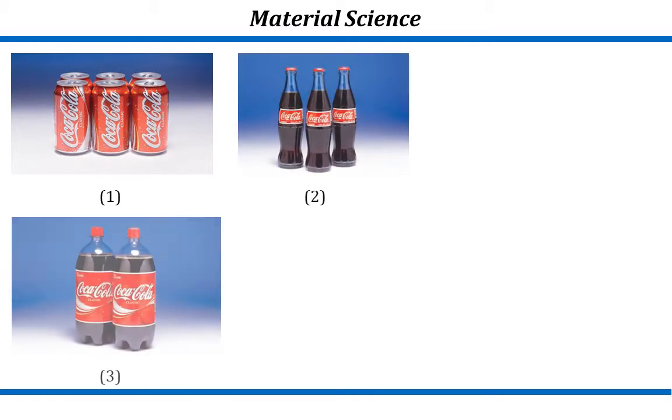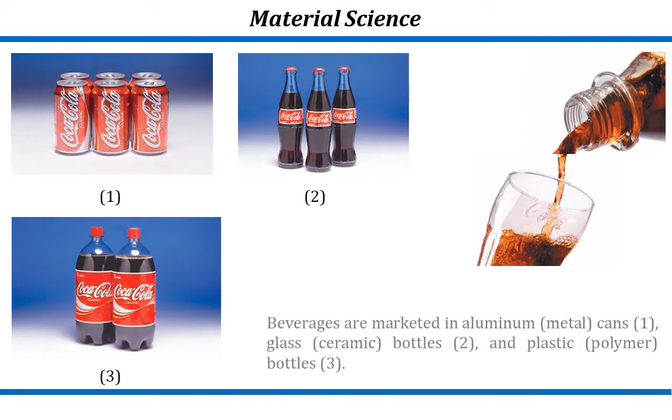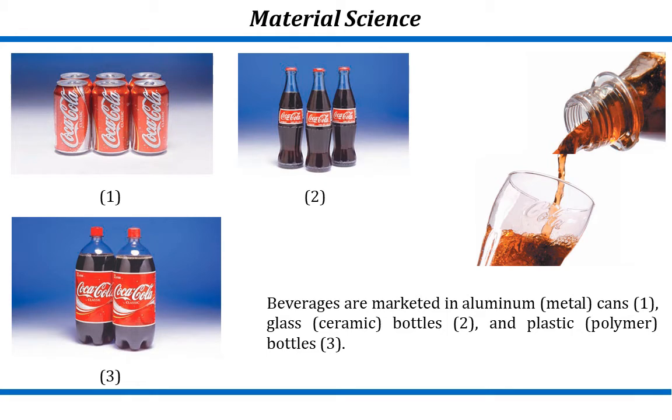Let's take an example of Coca-Cola. Now if you observe here, the Coca-Cola is marketed in aluminum metal cans, which is shown in figure 1, or in glass, that is ceramic bottles, or in plastic, that is polymer bottles. Why are these materials used in order to carry the Coca-Cola? What is the property of these materials? We have to discuss this in this subject.